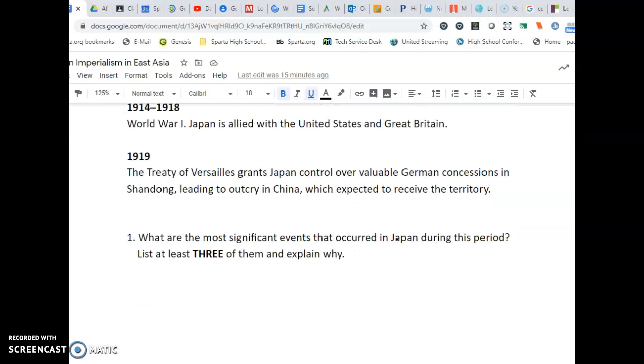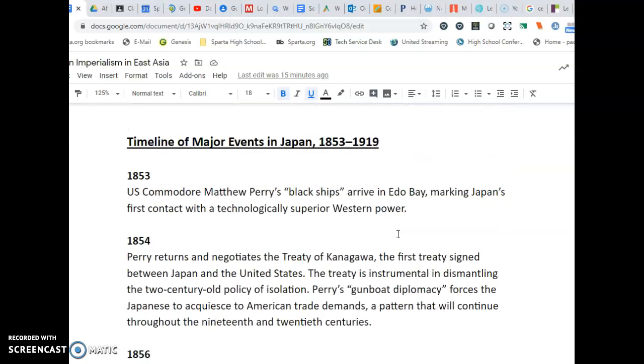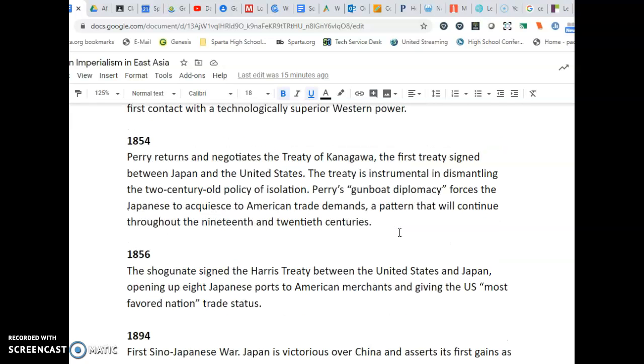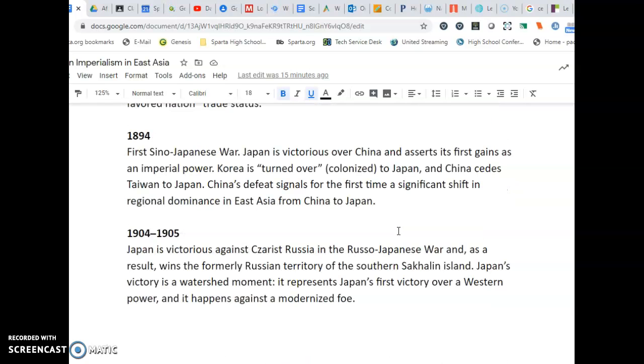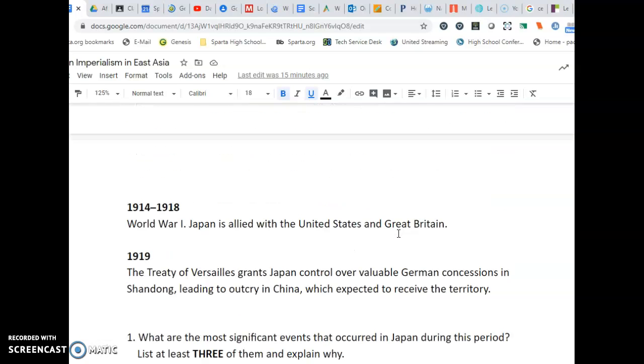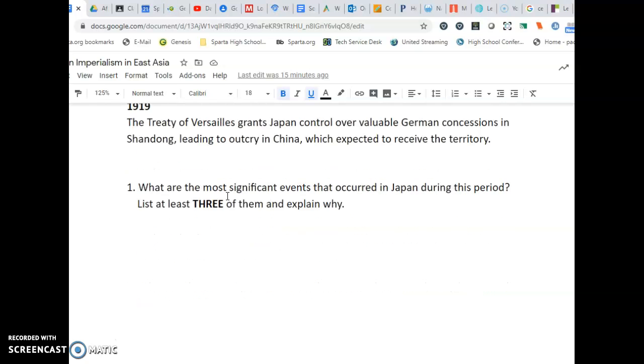Right, there is the question down here: what are the most significant events that occurred in Japan during this period? List at least 3 of them and explain why. And with Japan, what we have is the year 1853, where Commodore Matthew Perry opened up Japan into 1854, going through the 19th century into the 20th century with the Russo-Japanese War, 1904 through 1905. And again, similar to China, dealing with the Treaty of Versailles in the year 1919.